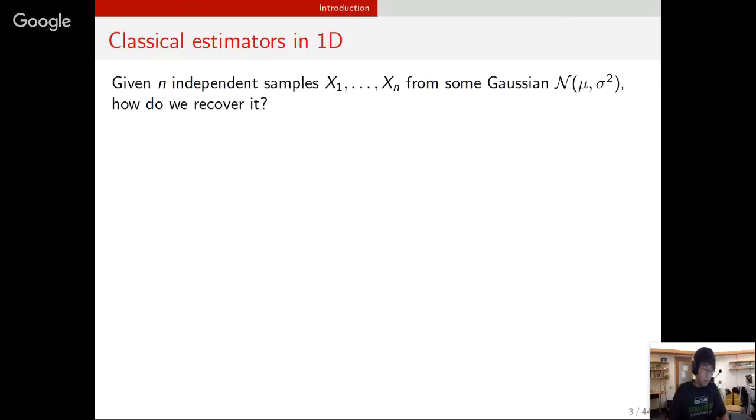So before I talk about robust estimators in high dimensions, let me just talk about non-robust estimators in one dimension. So just regular classical estimators in one dimension. Let me start off with the following very toy example. Given n independent samples, x1 through xn, from some univariate Gaussian with mean mu and variance sigma squared, how do we recover this Gaussian? Okay, so to learn a Gaussian, all you have to do is learn the mean and the covariance, or sorry, just the variance. This is in one dimension.